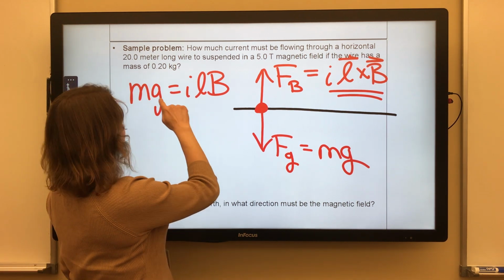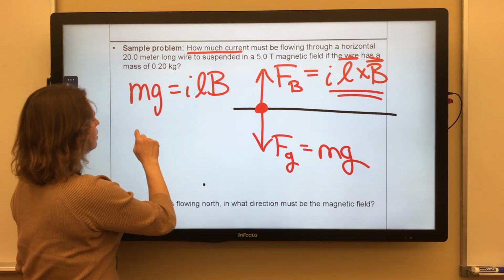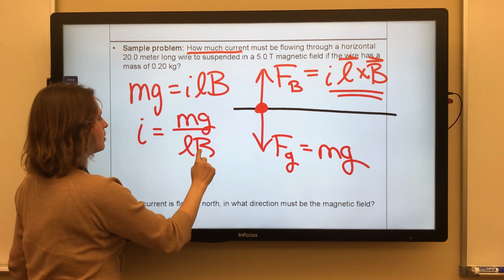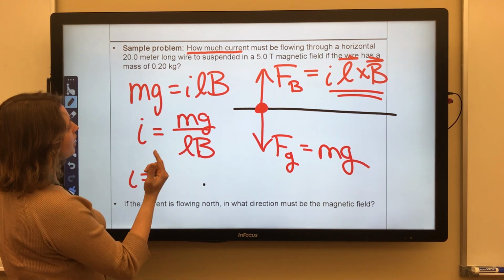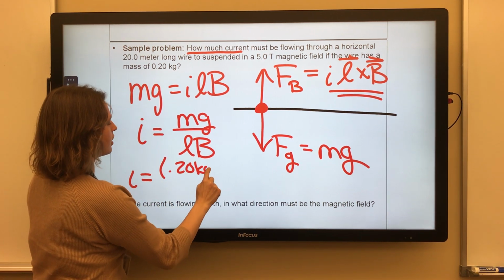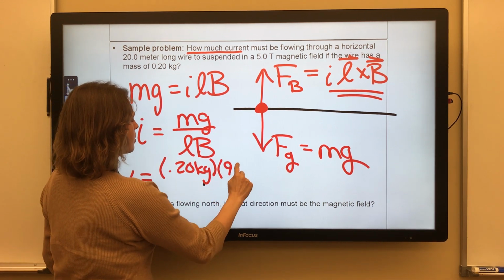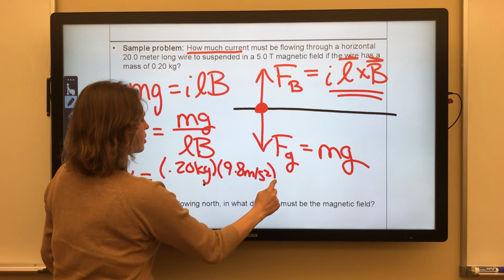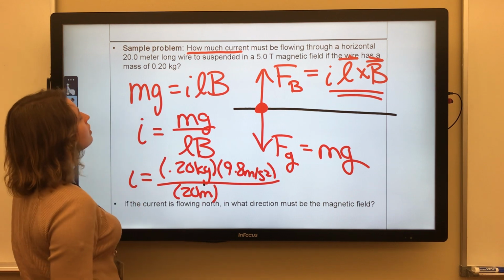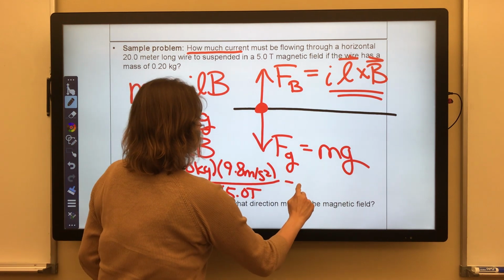So if I want to find, let's see, how much current? So current is going to be mg over LB. That's it. I would calculate that. Let's see, 0.20 kilograms, and my constant here, 9.8 meters per second squared, all divided by the length. It's 20 meters long, and magnetic field strength, 5 Tesla.